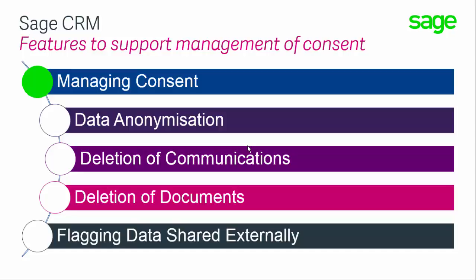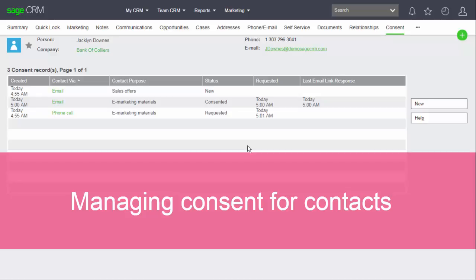So let's look at the features that support the management of consent. GDPR requires you to have evidence of consent from a contact to be marketed to via email, text, calls, etc. In the next section, we're going to look at the features in Sage CRM 2018 R2 that allow you to manage such customer consent. Sage CRM 2018 R2 has added a simple consent tracking capability, allowing you to store consent records from customers against their contact record. Here you can see I'm looking at the consent records for a person.